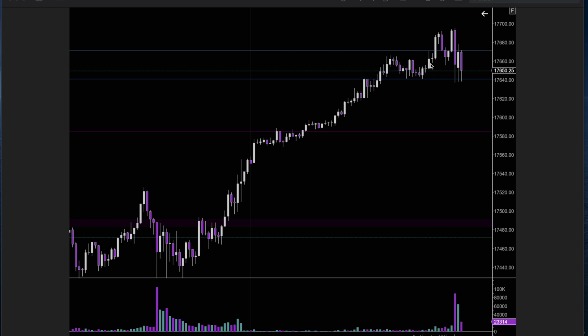But what I really want to keep in your mind is the fact that we are very extended. We had this consolidation with a resistance area and a tight little flag here that then was retested, and we're going to look at that now on a 5-minute chart.